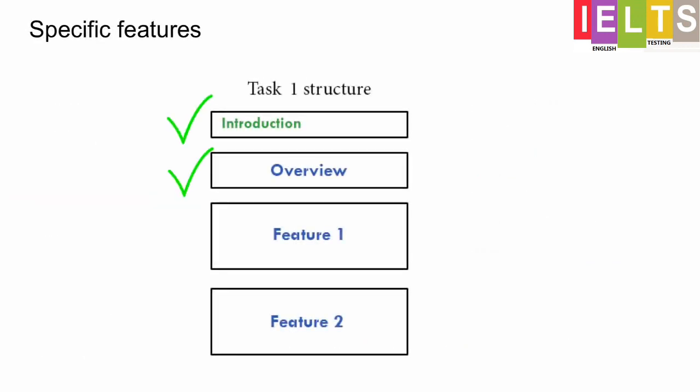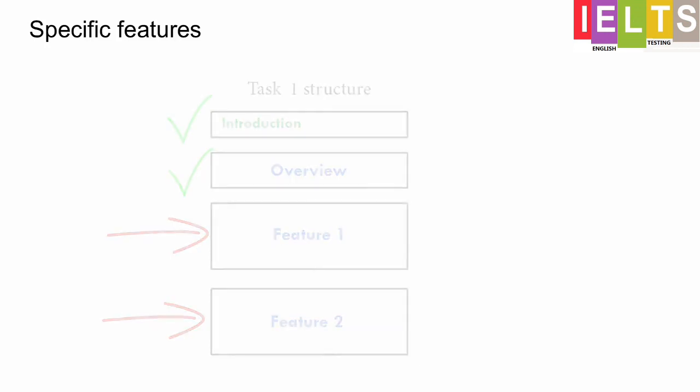Once we have finished the overview, we should provide specific features in our next few paragraphs. When we are describing graphs, charts, or tables, we describe all the changes of numbers and percentages in the paragraphs with specific features. But now we have a different case.